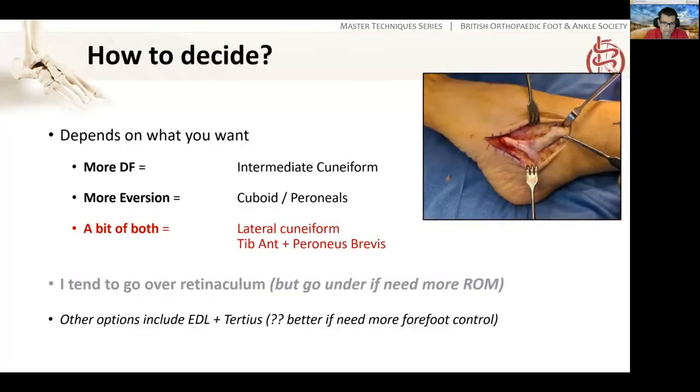Well, it depends on what you want. If you want more dorsiflexion, go to the intermediate cuneiform. If you want more eversion, go to the cuboid or peroneals. If you want a bit of both, which is usual, go to the lateral cuneiform or TibAnt and peroneus brevis, which is what I often do. You can go under or over the retinaculum. It doesn't really matter. If you want more forefoot control, then you can go to EDL and tertius.